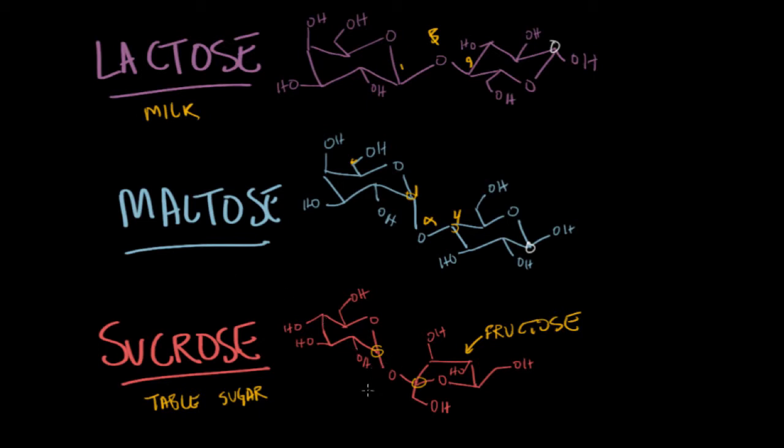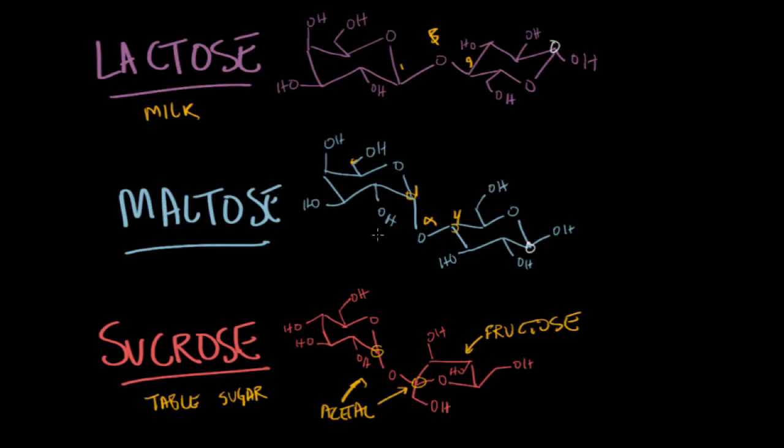And what happens is you have 2 acetals that are formed. So we've got an acetal right there. And remember, an acetal is when a carbon is linked to an OR group over here and an OR group over here. And then you have a second acetal at the fructose's anomeric carbon.